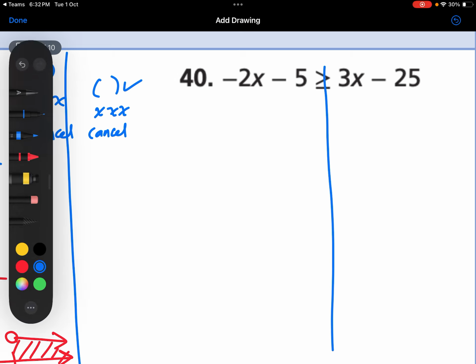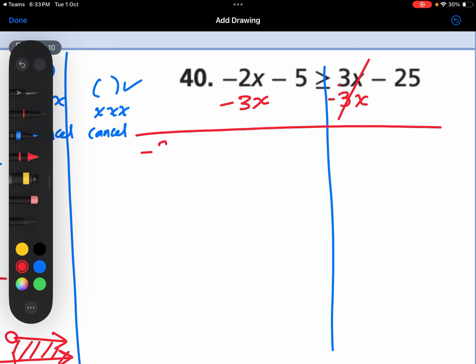What can I do is, the 3x is here, the negative 2x is here. Can I combine them? No, they are on different sides. So basically I have to cancel the 3x from here, just minus 3x on both sides. The 3x is cancelled, and now I have them all gathered in one side. I have the negative 2x, the negative 3x, the negative 5, more than or equal to negative 25. Can you see? My variables are all gathered in one side.